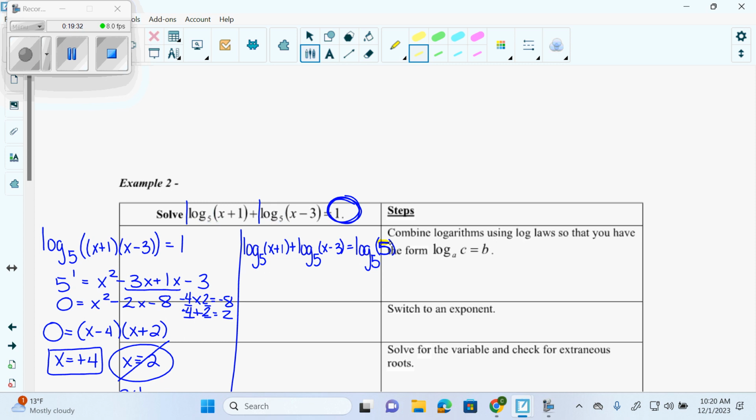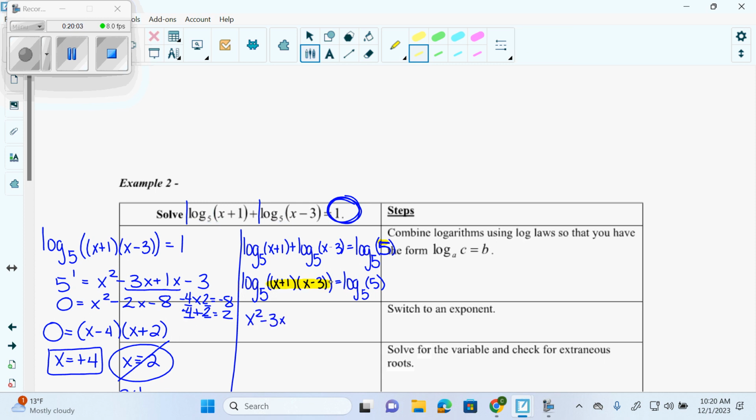The other way you can do this is you can go 5 to that power. 5 to the power of 1 is 5, right? Because that's what we're essentially doing. We're saying, what can I make this be in order to get a 1 out? Well, 5 to 1 is 5. So now I put them together. So I get log base 5 of x plus 1 times x minus 3 equals log base 5 of 5. And then I get x squared minus 3x.